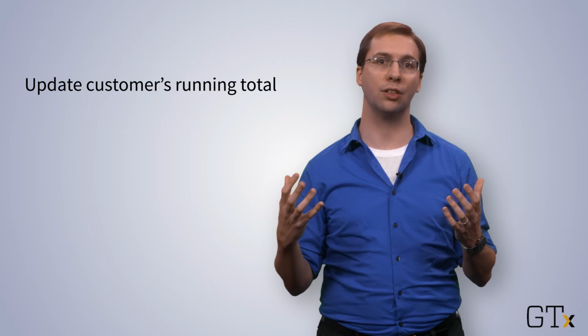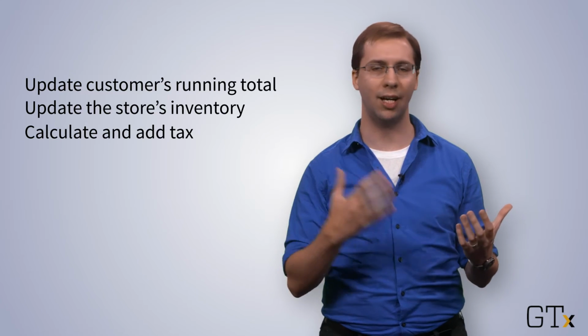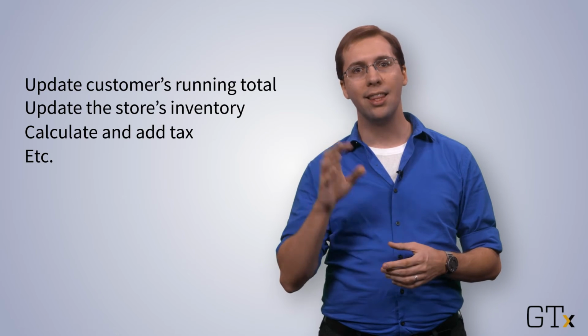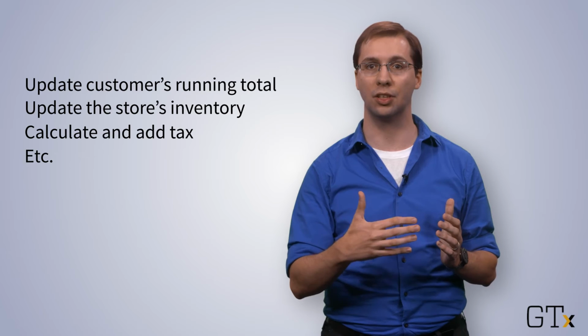We can think of our example of programming a cash register in terms of loops as well. First, the register would loop through every item that the current customer is purchasing. For every item, it would execute several lines of code. It would update the customer's running total, it would update the store's inventory, it would calculate and add tax to the product's value, and so on. The same lines of code would be executed for each item that the customer is purchasing.